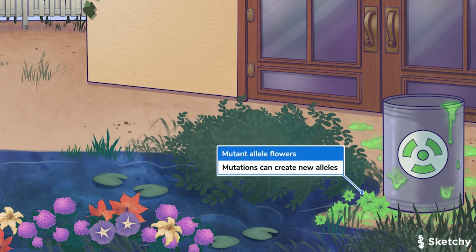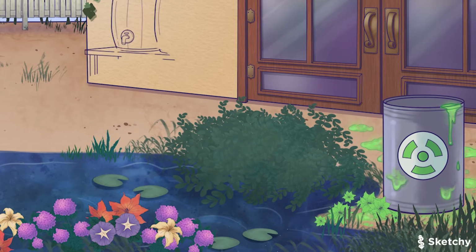Brand new alleles are created by genetic mutations. You can see there are some mutant allele flowers entering this pool by the barrel of radioactive goo. These flowers represent new alleles created by mutation. Now, most mutations will not lead to the formation of new alleles because most mutations don't impact the structure of the gene product at all. However, in rare cases, mutations can change the protein product expressed by a gene and cause a new phenotype to emerge. In these cases, mutations can be an important source of genetic diversity.